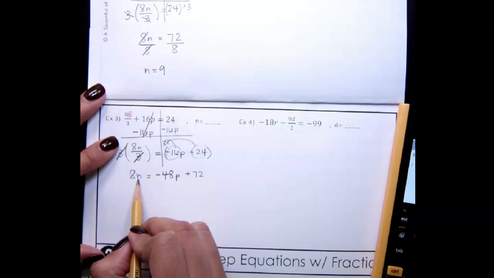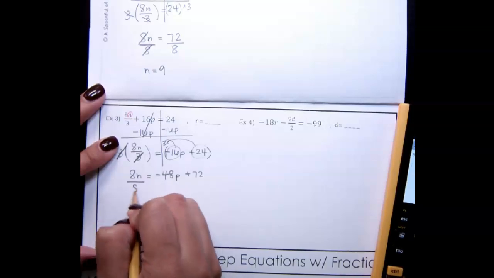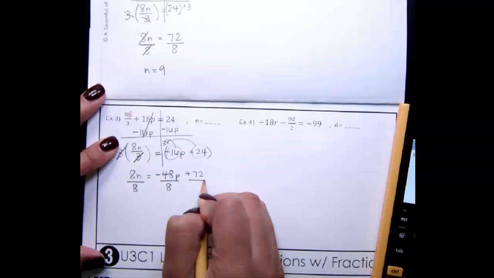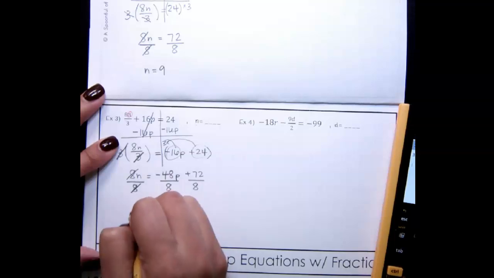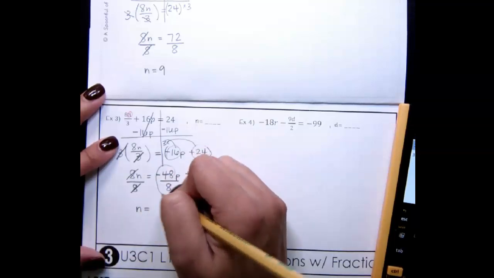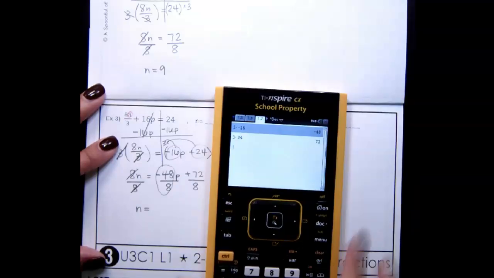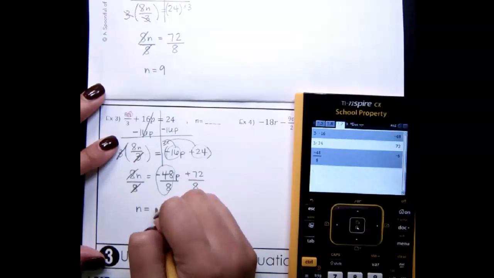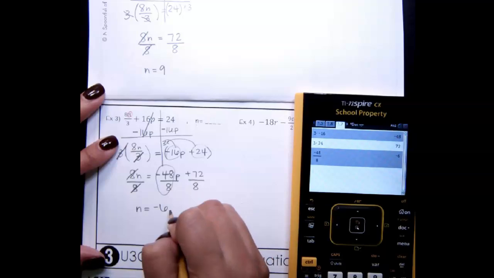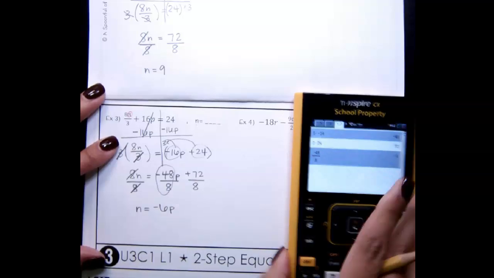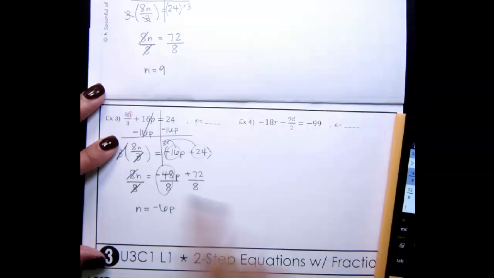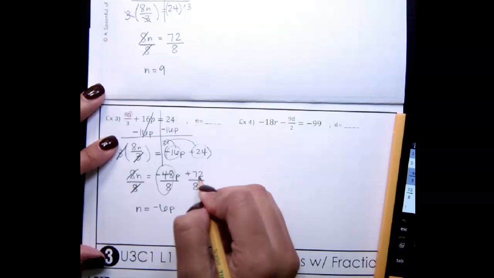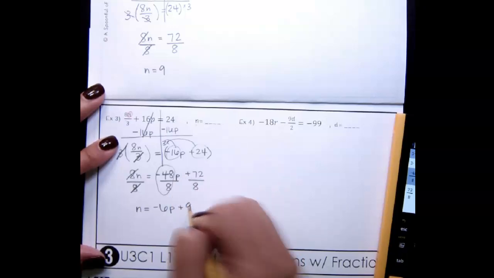Well, my goal is to get n completely by itself. So I need to get rid of that 8. So I'm going to divide every part of my equation by 8. 8 divided by 8 cancels out. So I get n by itself. Here, the only thing I can really do is divide those numbers. So I'm going to do negative 48 divided by 8. And that's going to give me negative 6. But I can't forget the p. So that p just goes next to the negative 6. And then I'm going to do 72 divided by 8. And that's 9. So that was a positive 72. So a positive 72 divided by 8 is a positive 9.